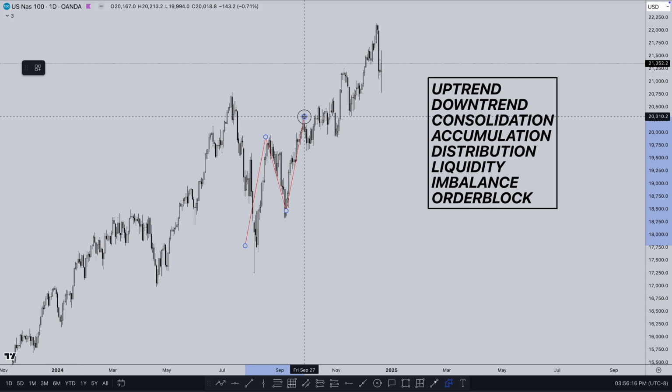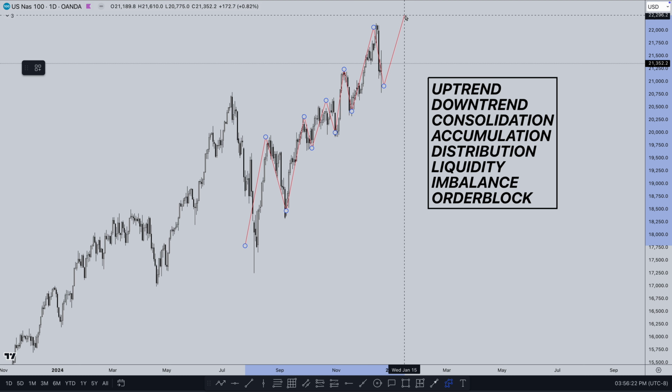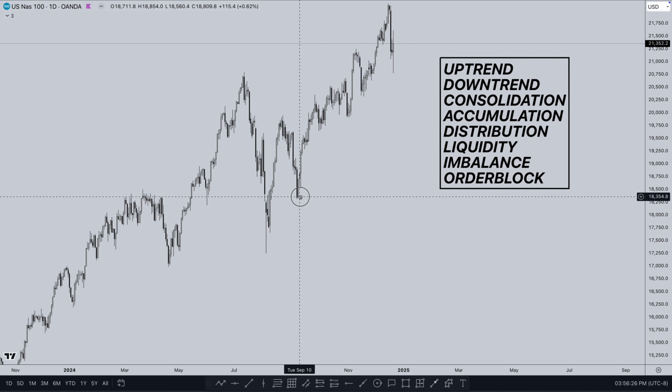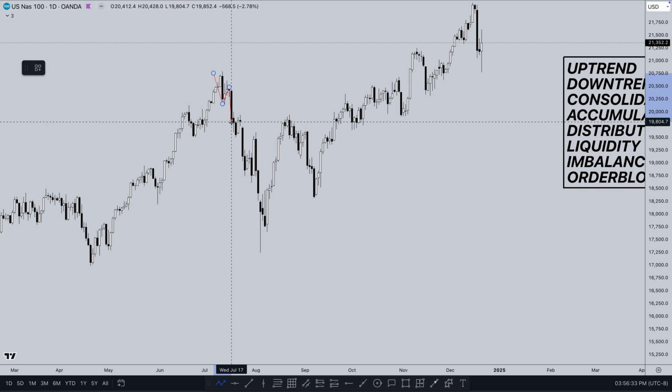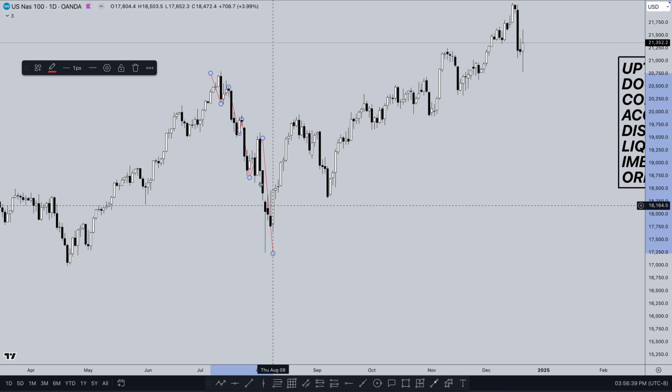lows, higher highs, higher lows, higher highs, higher lows, higher highs, right? That's a very clear uptrend. Okay, and then downtrend, it's right over here. You can see another one over here. We have lower lows, lower highs, lower lows, lower highs, lower lows, lower highs, lower lows, right? We had the downtrend. We broke down.